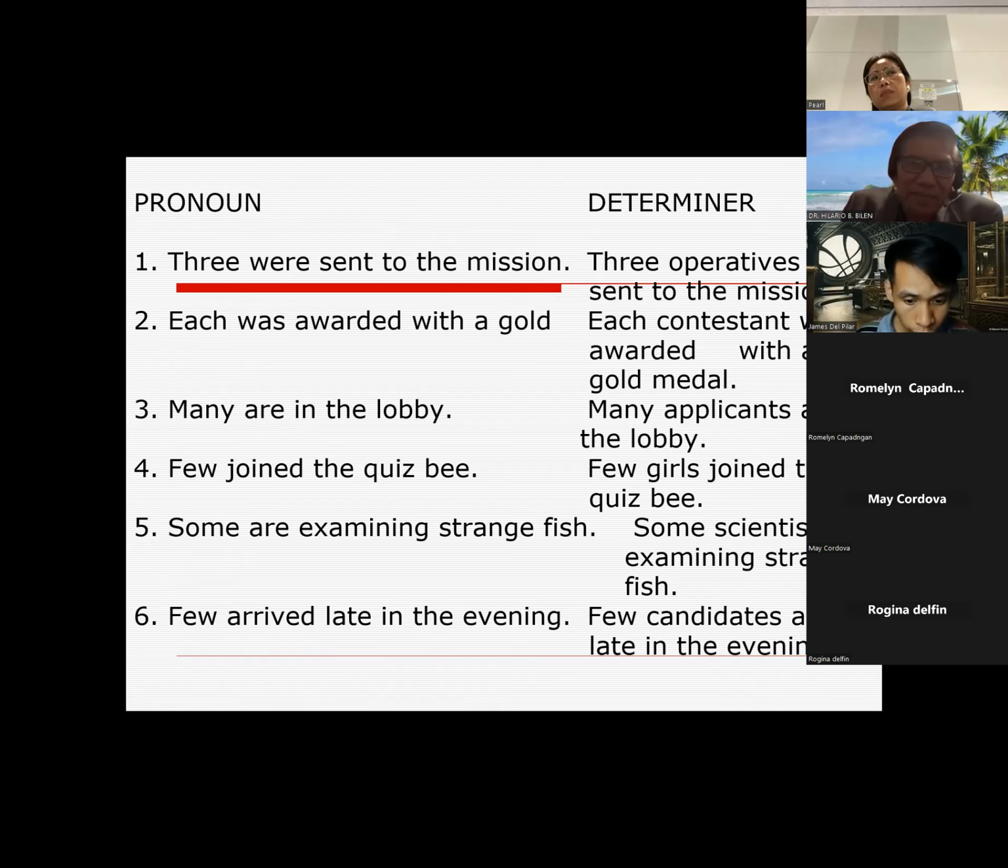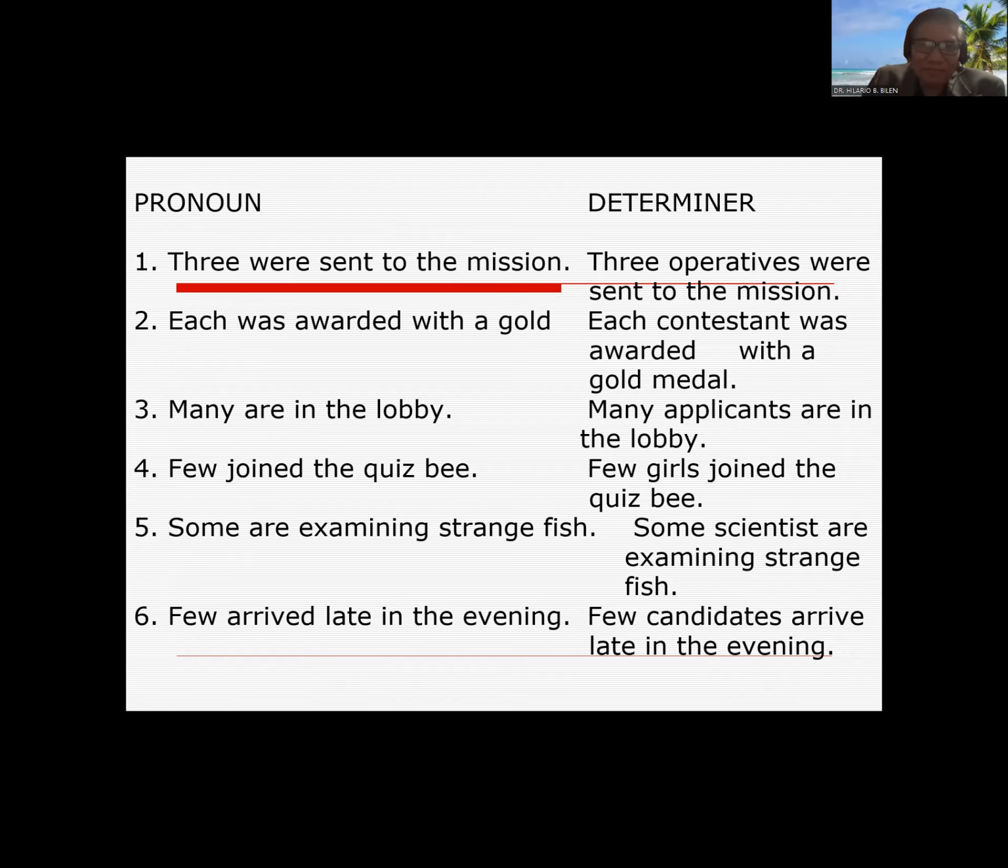Ang sabi ng iba, mabulaklak magsalita. Oh, kailan naging maganda yung mabulaklak? Eh, paulit-ulit nga, 'di ba? Anong kinaganda ng paulit-ulit? Ang tawag doon, makulit. Kasi nga, paulit-ulit nga, 'di ba? Okay?